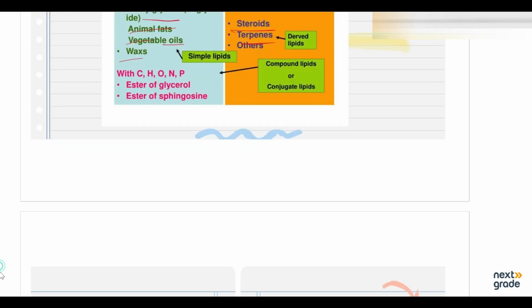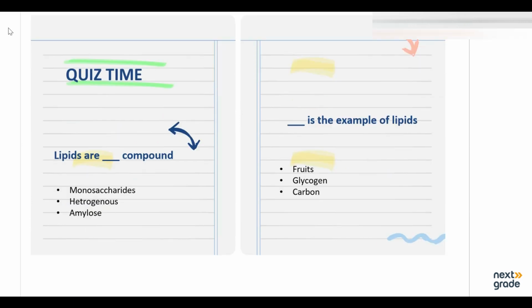And moving on to the favorite part, the quiz, right? The first MCQ is: lipids are dash compounds. Which compounds are lipids? Monosaccharide, heterogeneous, or amylose. As we learned in the first slide at the start of this video, lipids are heterogeneous in nature and are closely related to fatty acids, right? So these are heterogeneous compounds. So here the correct option is heterogeneous.